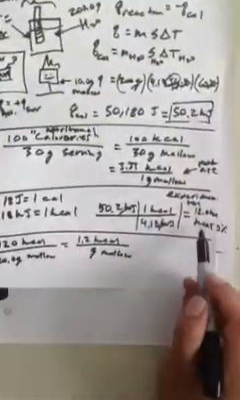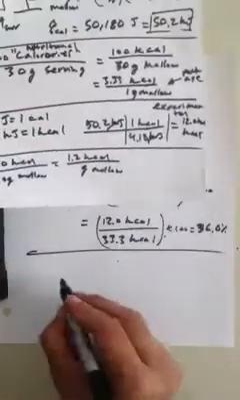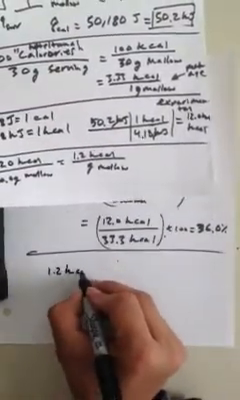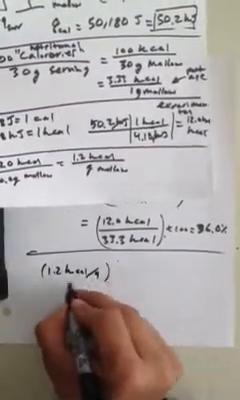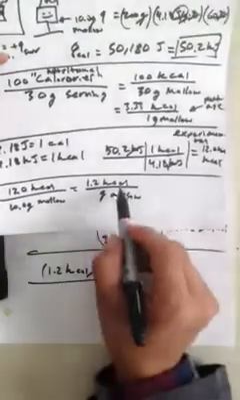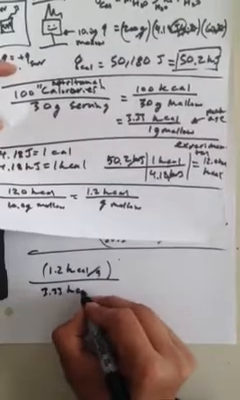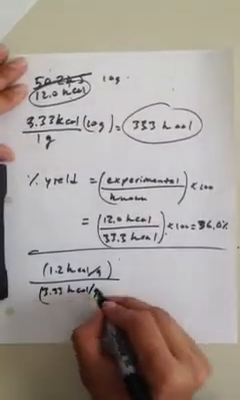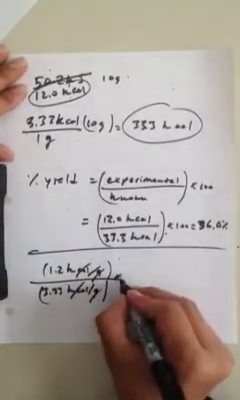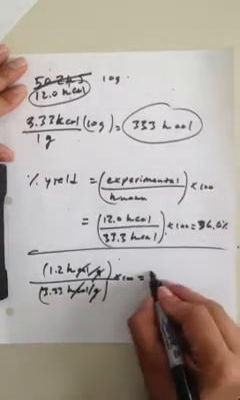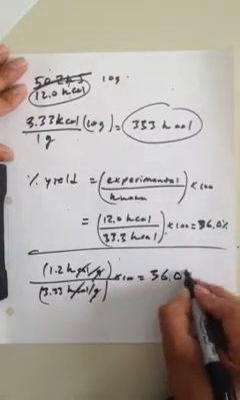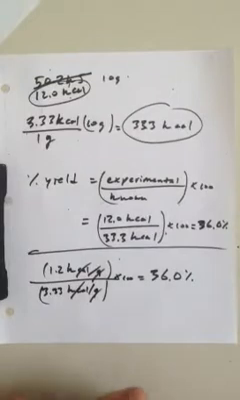Experimentally, we found 1.2 kilocalories per gram divided by, well, what it really should have been is 3.33 kilocalories per gram. Everything's going to cancel. And you're going to get the same number. So it's a choose your adventure novel. Okay, which is 36%. That's pretty good.